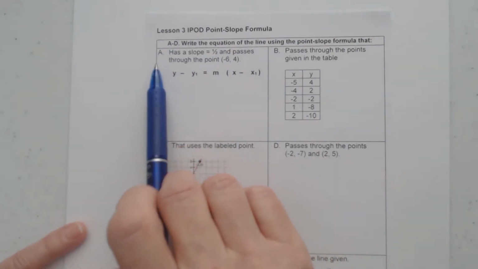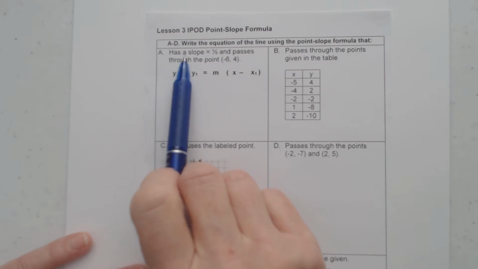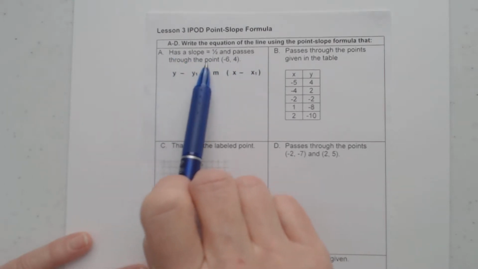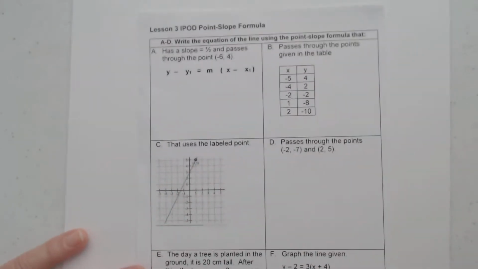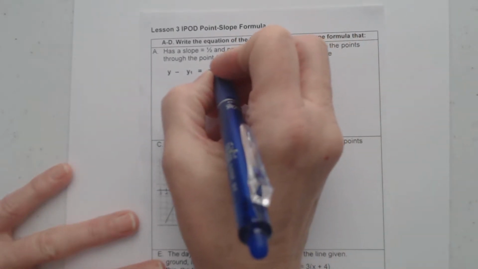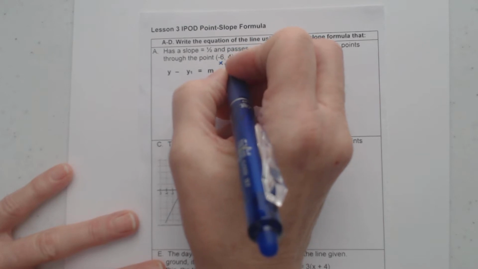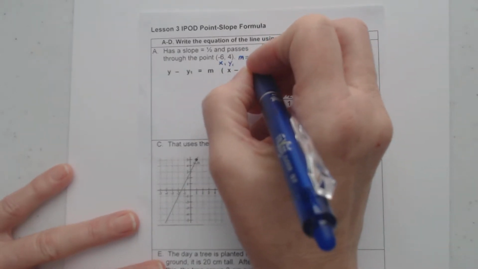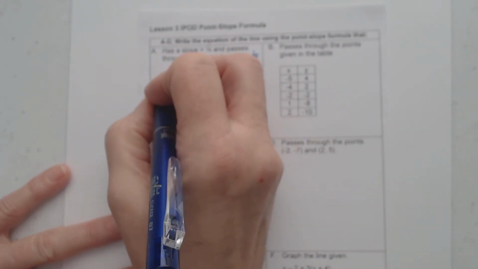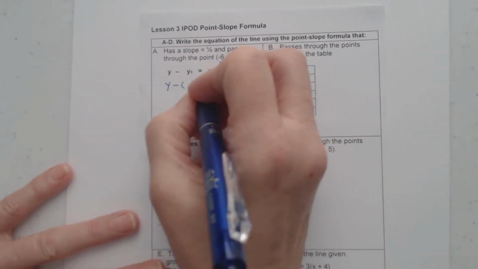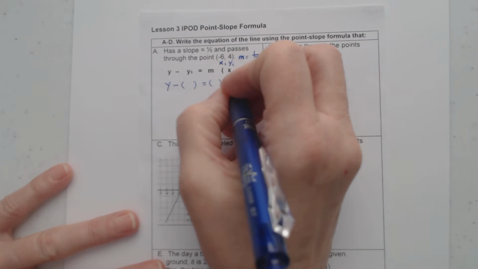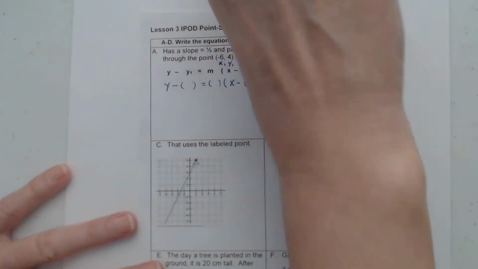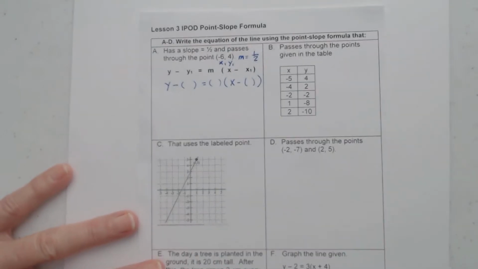So let's look at our first example. This equation would have a slope of 1/2, and it passes through the point -6, 4. So we're going to go ahead and label this as x sub 1, y sub 1, and then I'll just write out here that the slope is 1/2. So I'm going to go through and create my skeleton, and then just substitute in the values that I have for my skeleton.